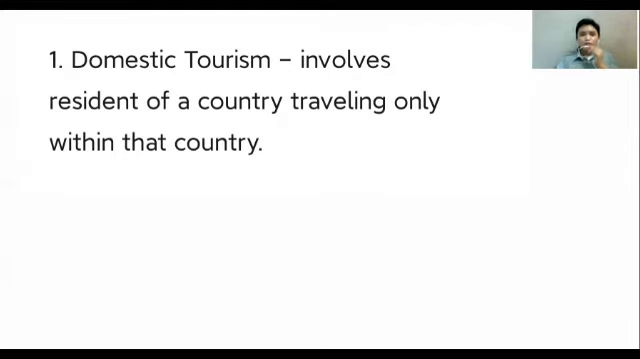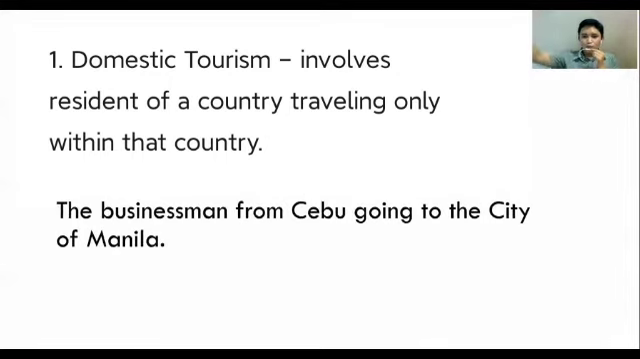Okay, next, let's proceed to the basic forms of tourism. According to UNWTO, or United Nations World Tourism Organization, domestic tourism involves residents of a country traveling only within the country. So it involves residents of the Philippines traveling within the Philippines. For example, a businessman from Cebu going to the city of Manila, from Central Visayas to the National Capital Region. Both are in the Philippines. It's a Philippine travel, so that is domestic tourism.